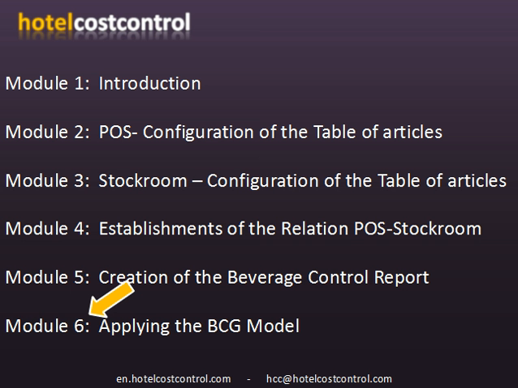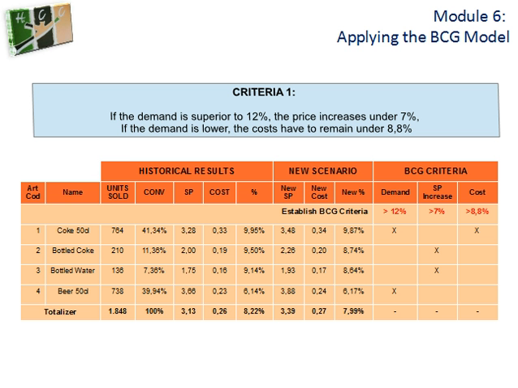Module 6. Applying the BCG Model. The BCG matrix, abbreviation which stands for the Boston Consulting Group, of strategical character for companies and organizations, has been used in the hospitality industry to develop what is known as menus engineering.